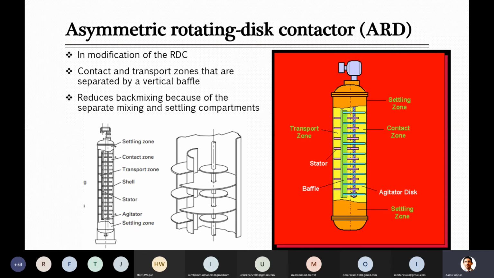Here it has some advantages, like you can reduce the back mixing, because the mixing zone and the settling compartments are separate. This is a complete mixing zone, so only mixing takes place, and on the shaft there are rotators, and everything moves and comes in contact with each other, and then they settle down in the transport and settling zone.